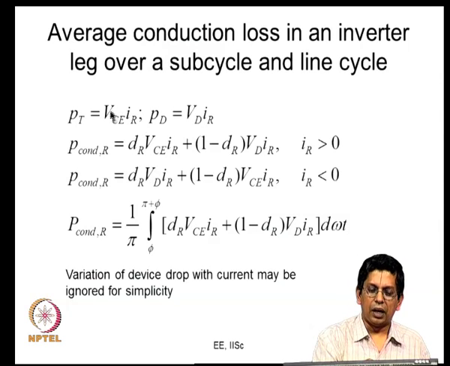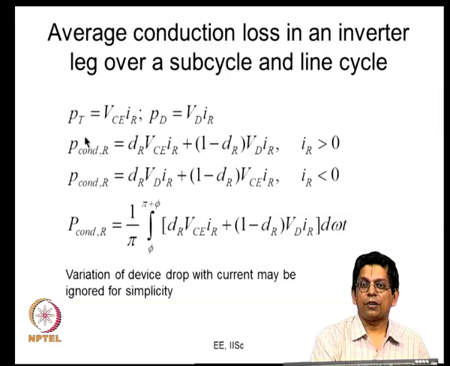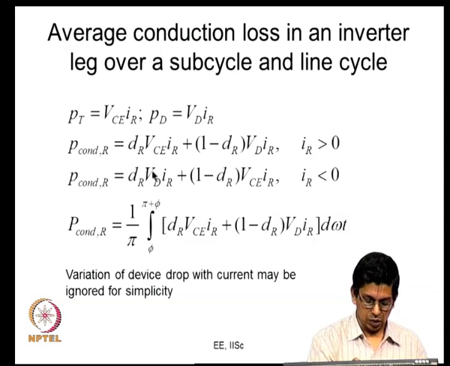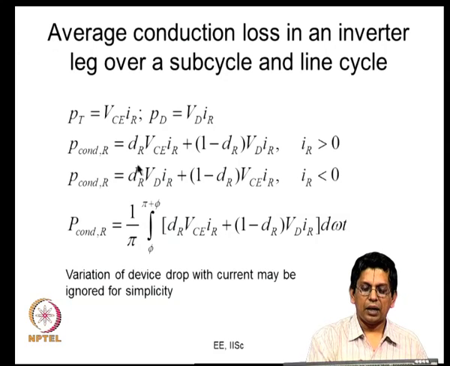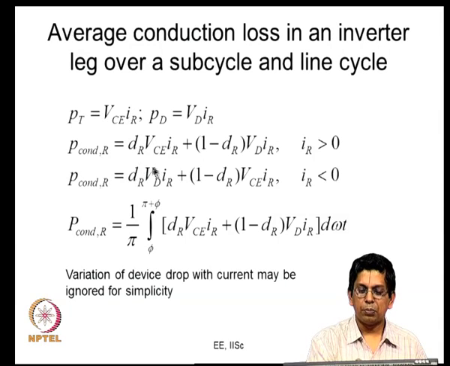So, this is VCE times IR, but the transistor is not going to conduct forever, not throughout the subcycle. How long does it conduct? It conducts only for the duty ratio. So, dr multiplied by VCE times IR is the average power dissipated in the transistor on account of forward drop. Similarly, let us say the bottom diode is conducting for the remaining duration, 1 minus dr times Ts. So, how much is the average power dissipated in the diode? 1 minus dr times Vd into IR.